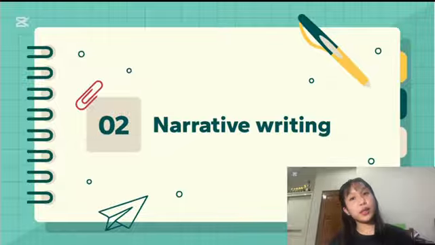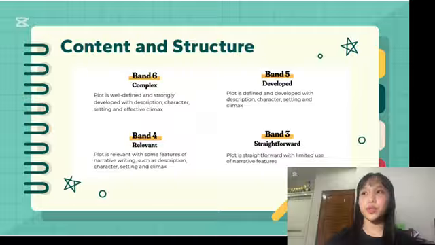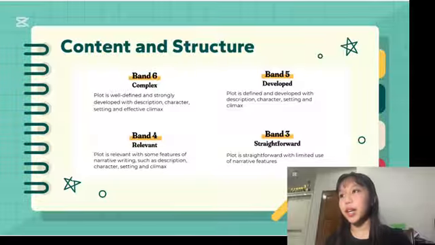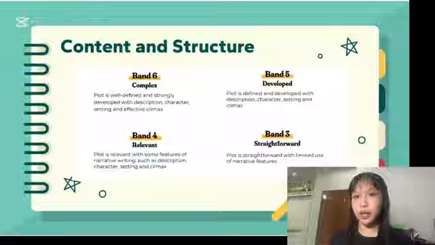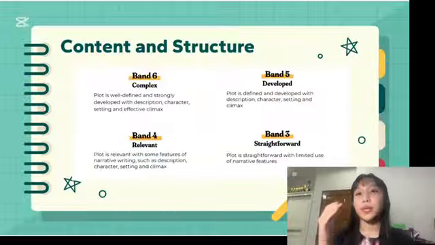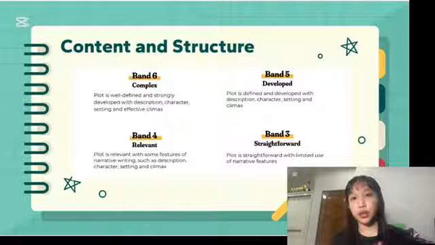Next, we're going to be looking at narrative writing. Now, this is a bit different in terms of content and structure. Band 6 here says, plot is well-defined and strongly developed with description, character, setting, and effective climax. Just think about what a good movie would be like. It's going to have a strong plot line. It's going to be interesting, intriguing. Something interesting actually happens in the story. So that's going to be your highest band.